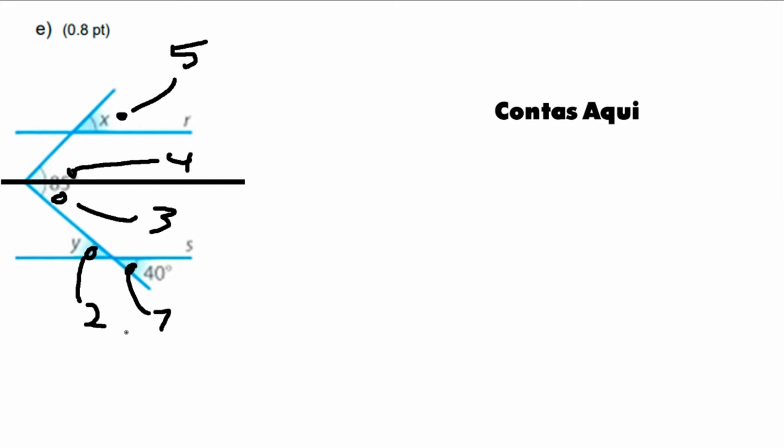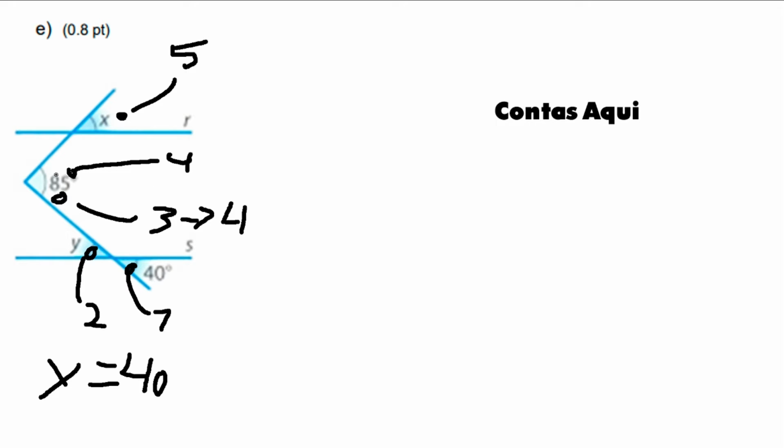And then let's resolve. We see that angle 1 and angle 2 are vertical, so y will be equal to 40 because vertical angles are congruent. We see that angle 2 and angle 3 are alternate interior, you see. So angle 3 will be equal to 40. And as you can see here, let me take this out. You see that the whole angle right here is equal to 85. And since we already have 40 here, then we just need the 45 to complete.